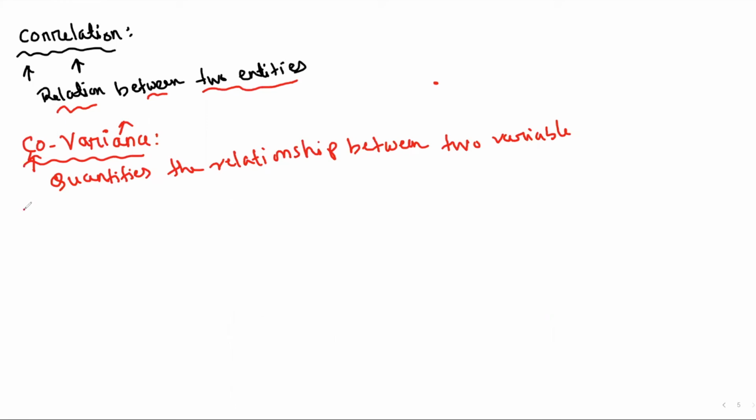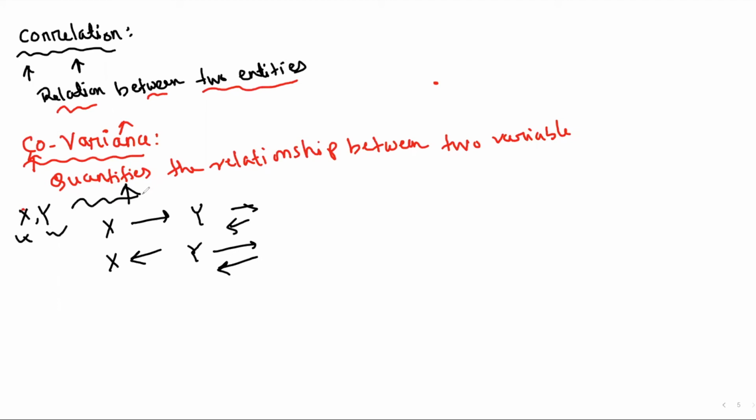If one increases, let's say we have x and y. If x increases, whether y increases or decreases, and when x decreases, whether y increases or decreases. So covariance is like quantifying the relationship between x and y. Now, what is the formula for it? How do we calculate this? There should be some formula. The name suggests covariance, so it might have come from variance. So we know the formula for variance.